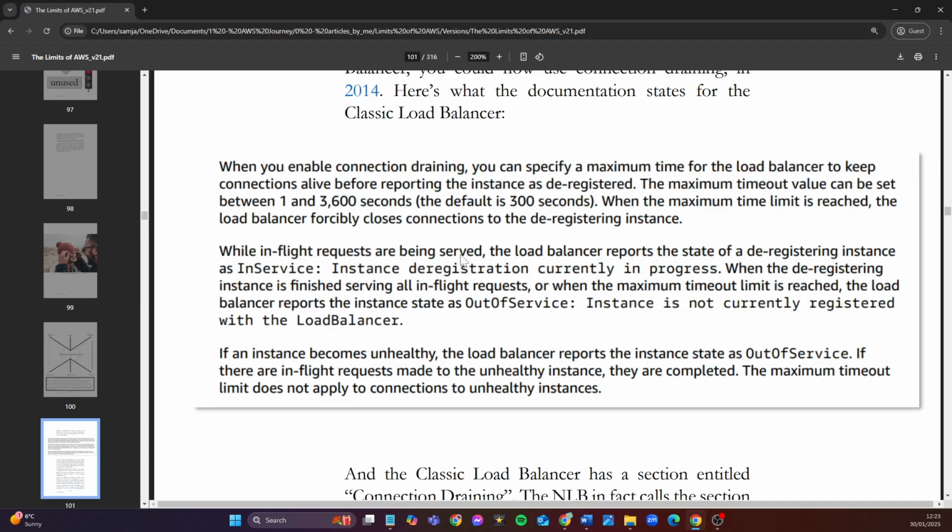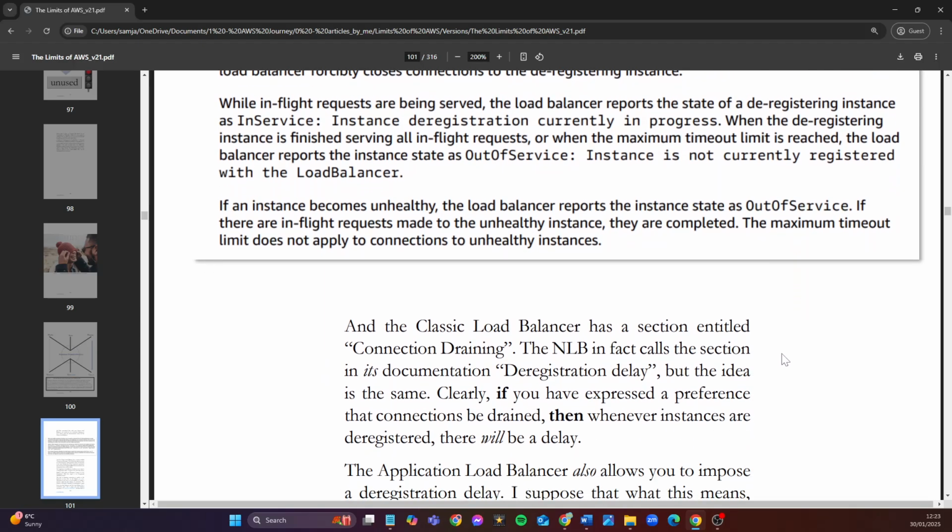While in-flight requests are being served, the load balancer reports the state of a deregistering instance as in-service, instance deregistration currently in progress. When the deregistering instance is finished serving all in-flight requests or the maximum timeout limit is reached, the load balancer reports the instance state as out of service. Instance is not currently registered with the load balancer. If an instance becomes unhealthy, the load balancer reports the instance state as out of service. If there are in-flight requests made to the unhealthy instance, they'll be completed. The maximum timeout limit does not apply to connections to unhealthy instances.